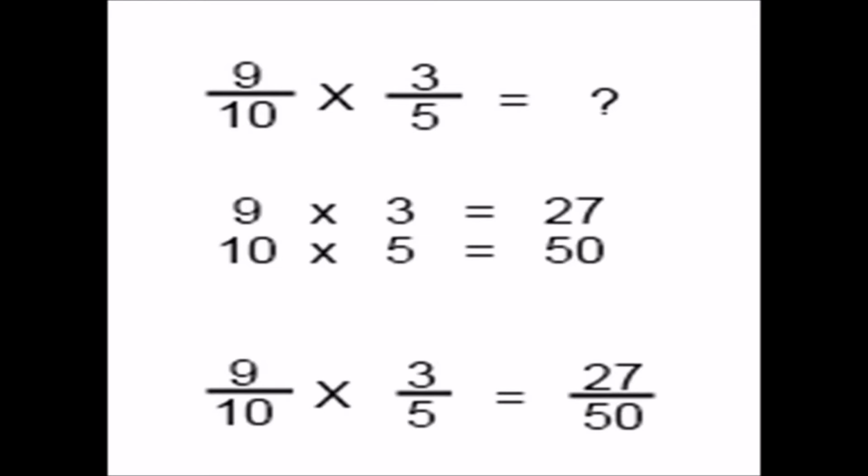9 by 10 into 3 by 5 will be what? So multiply 9 into 3, 27, 10 into 5, 50. So 27 by 50. So anytime fractions are to be multiplied, first multiply both the numerators and then the denominators, and reduce it.